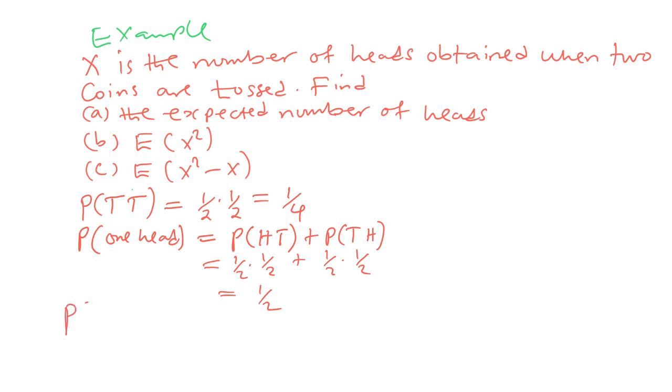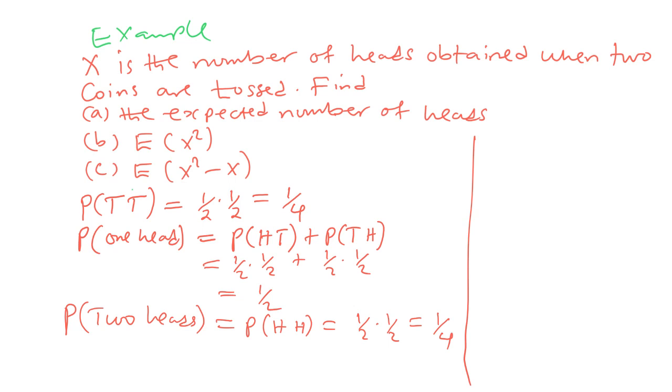So what about the probability of getting two heads? Two heads. Okay, that means that the first shows a head and the second shows a head. This is a half times a half, which is a quarter. So we have the probabilities. The question is, find the expected number of heads. What is the expected number of heads?